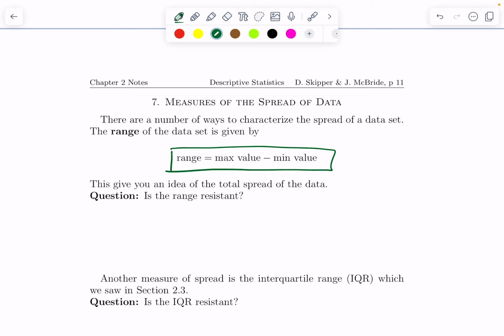Okay, is the range resistant? What do you guys think? No, it depends on the max. Well, okay, it depends on possible outliers.